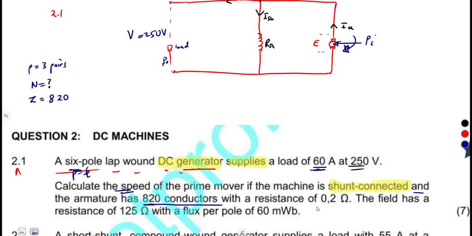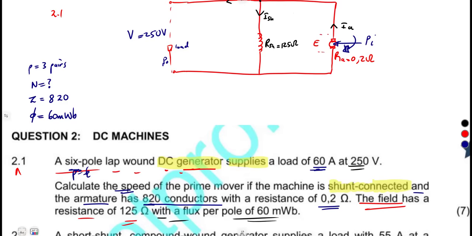So the number of armature conductors is 820. From our circuit here, the resistance of the armature is 0.2 ohms. The field has a resistance of, which is the shunt field here, 125 ohms, with the flux per pole. So this is our flux, all right? Our flux per pole is 60 milliwebers, like that. So how can we determine the speed?